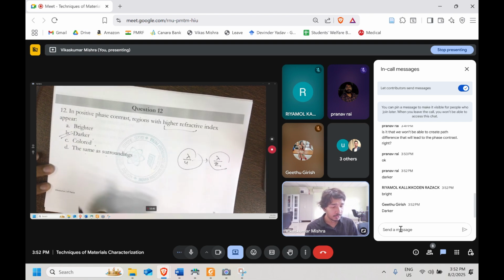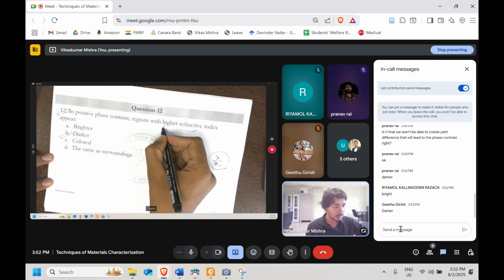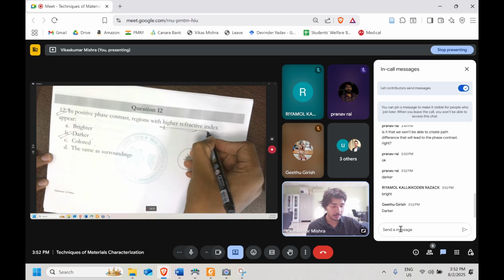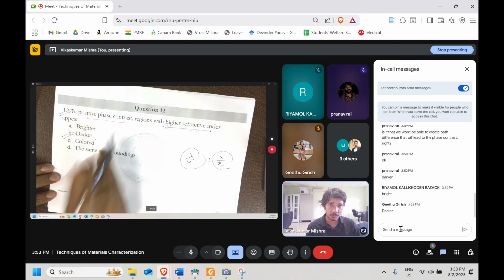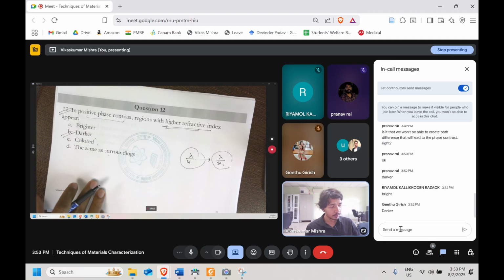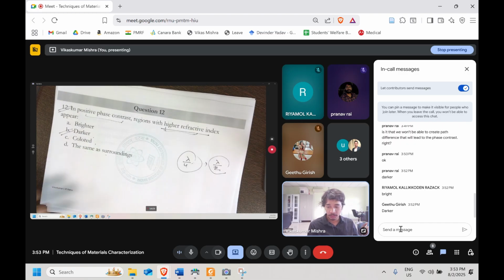So for the 12th one, the higher refractive index will generate the darker appearance. Clear? This is for the positive phase contrast. Now let's move to the next question, question number 13. By the way, any doubt in this? Any confusion in this? Since there is none, let's move to the next question.